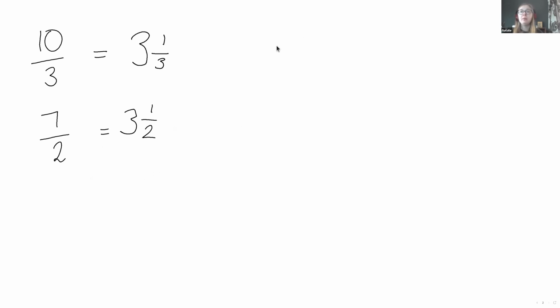Let's have a go at another one. If I've got 12 fifths, how many times does 5 go into 12? Well, I can go 5, 10, but then I get too big. So that's going to give me 2. And to get from 10 to 12, I'm going to have a remainder of 2. So that's going to be 2 and 2 fifths.